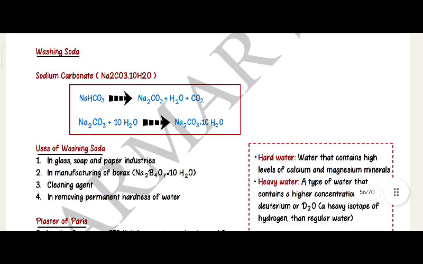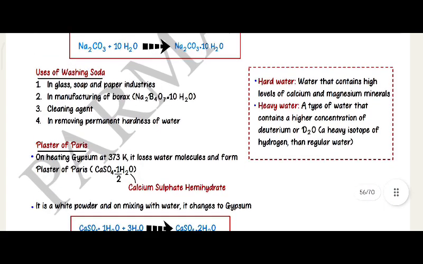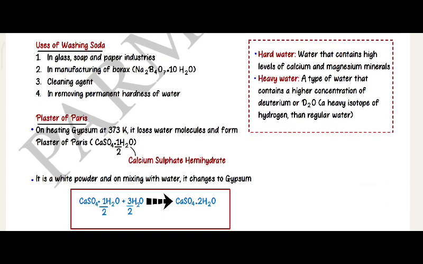Washing soda, sodium carbonate, Na2CO3 into 10H2O. 2NaHCO3 gives Na2CO3 plus H2O plus CO2, and Na2CO3 plus 10H2O gives Na2CO3·10H2O. Uses of washing soda: in glass, soap, and paper industries, in manufacturing of borax, Na2B4O7·10H2O, as a cleaning agent, and in removing permanent hardness of water.